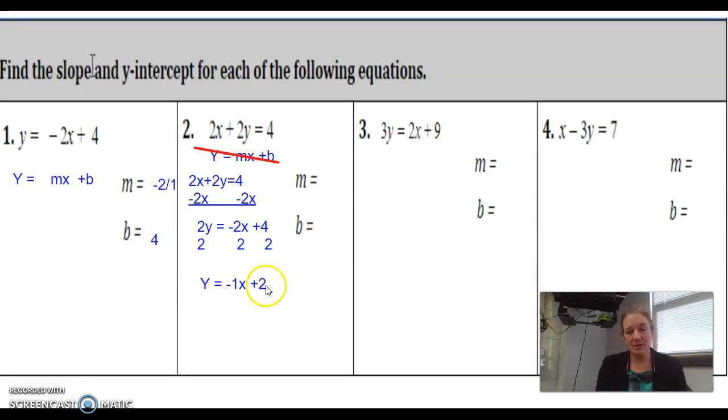Now y equals mx plus b. It's in the y equals state. So the number in the m spot is -1. The number in the b spot is 2. And now you're going to do these 2 problems.